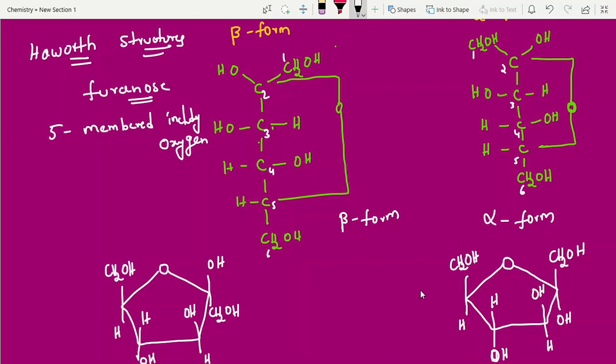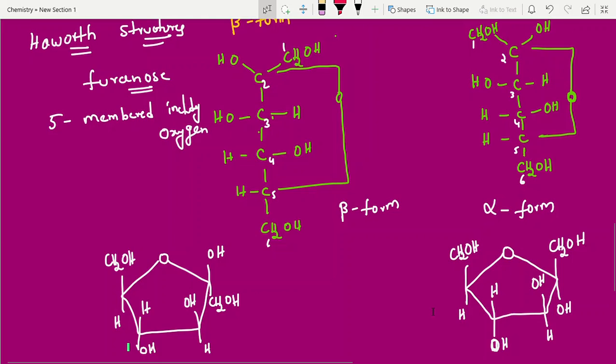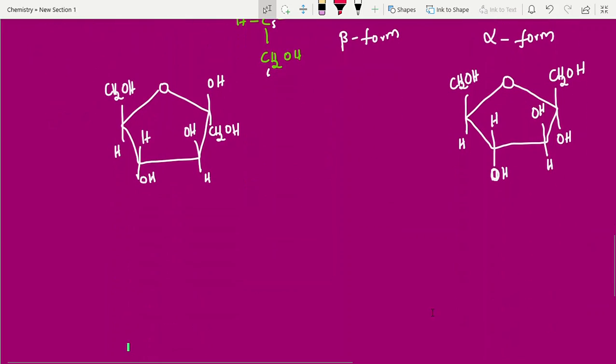This is alpha, that is beta. Clear? Finally, which is there in right hand side, down, which is there in left hand side, top. So finally, what is this? We call it as alpha fructose, and what about this one? Beta fructose. Okay.